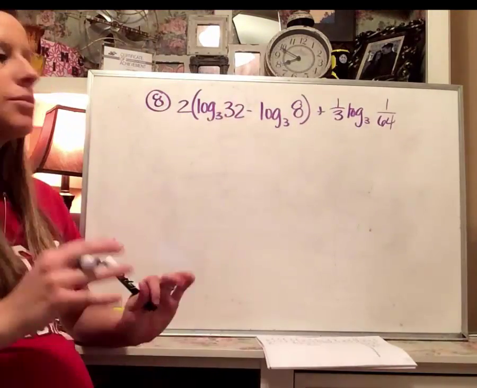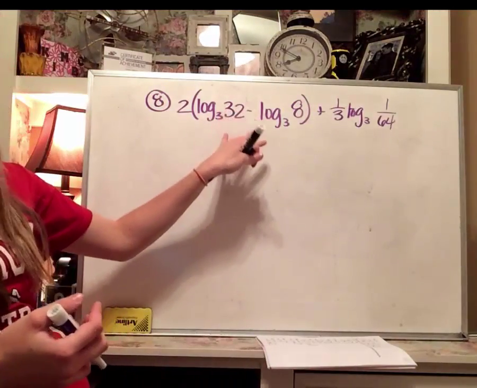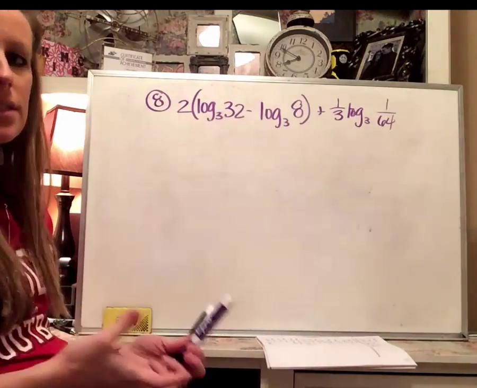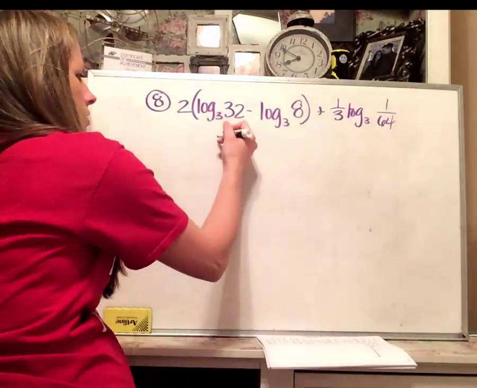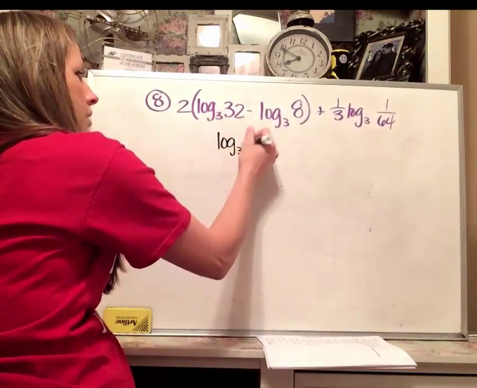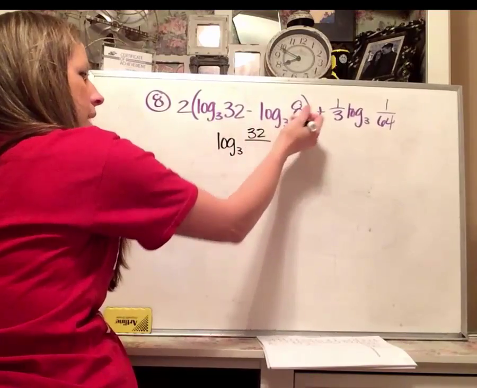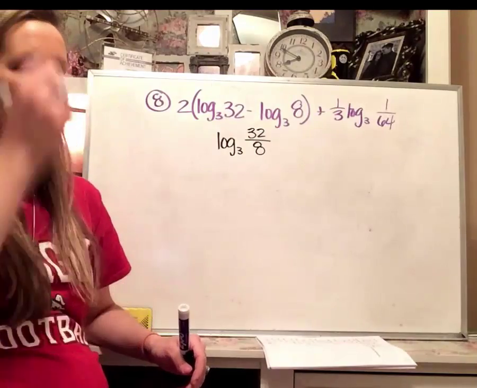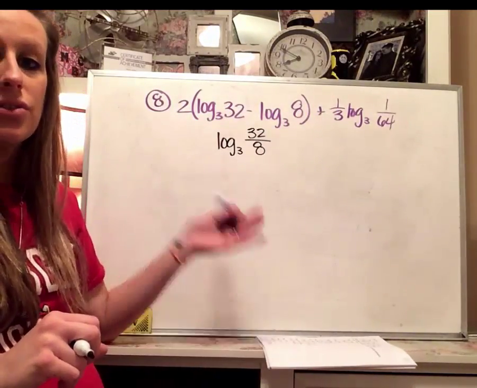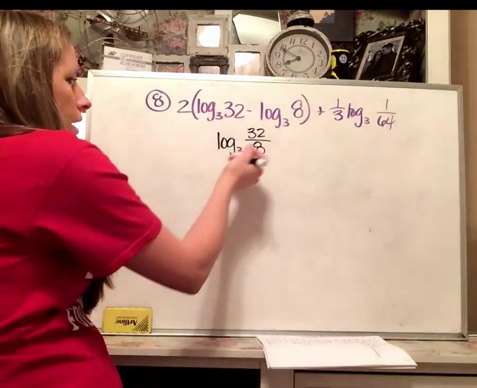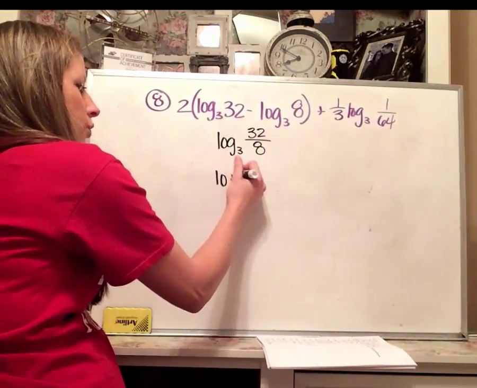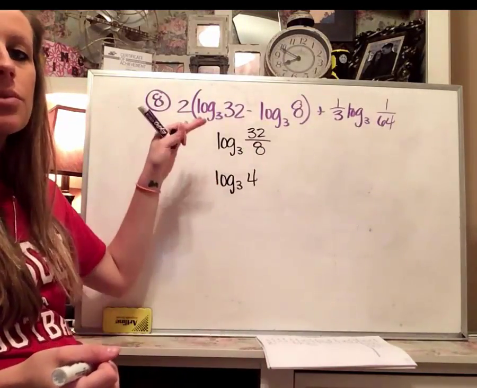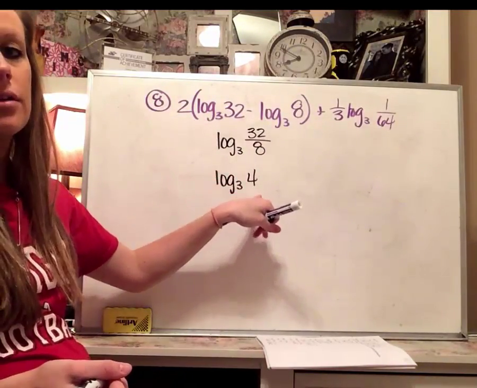So we're going to do what's in parentheses first. And in parentheses we're subtracting. So if we want to condense it, we're going to divide. So log base 3 of 32 divided by 8. Now, since we don't have any variables here, we can actually figure out what 32 divided by 8 is. And 32 divided by 8 is 4. So let's go ahead and do that. So what's in parentheses is log base 3 of 4.